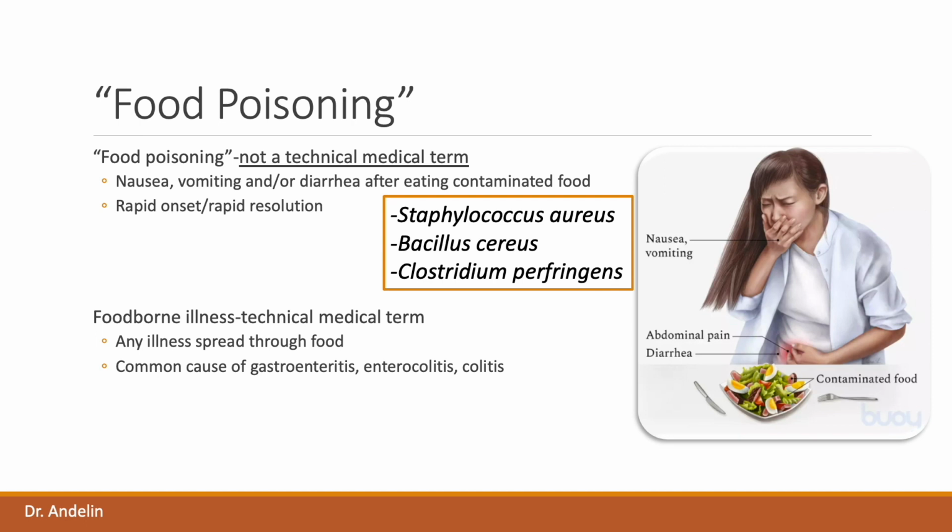It's a common cause of gastroenteritis, which is inflammation or infection of the stomach and small intestines, enterocolitis, which is inflammation or infection of the small and large intestines, and colitis, which of course is inflammation or infection of the colon. You will see that many of the microbes throughout this module cause foodborne illness. Now, some people use the phrase foodborne illness and food poisoning interchangeably. For our purposes today, we will specifically refer to food poisoning as those foodborne illnesses that have rapid onset with rapid resolution caused by Staphylococcus aureus, Bacillus cereus, and Clostridium perfringens.